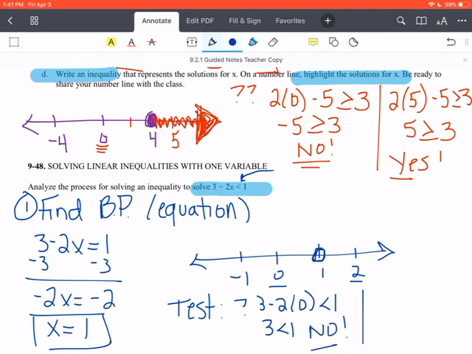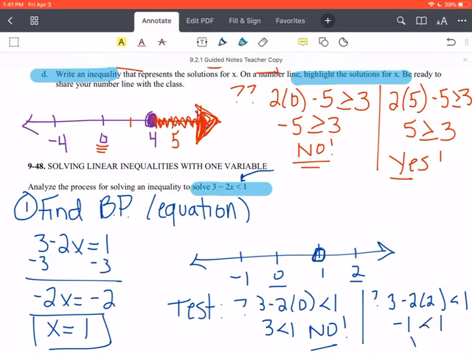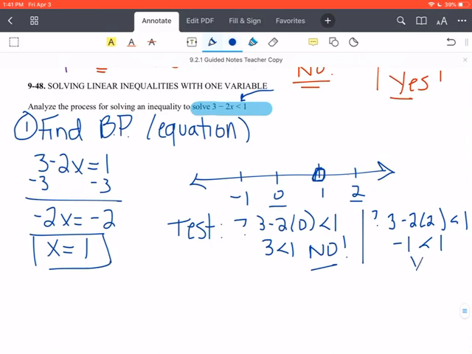You have to check. So now we're going to do 3 minus 2 times 2. Is that less than 1? Well, 2 times 2 is 4, and 3 minus 4 is negative 1. Is negative 1 less than 1? The answer is yes, it is. So when we say yes, that gives you the region that you need to shade. So we need to have 2 included in the shaded region.